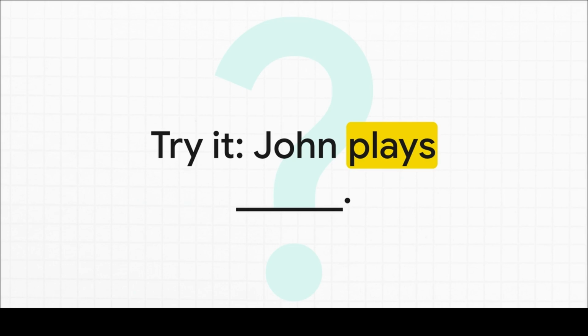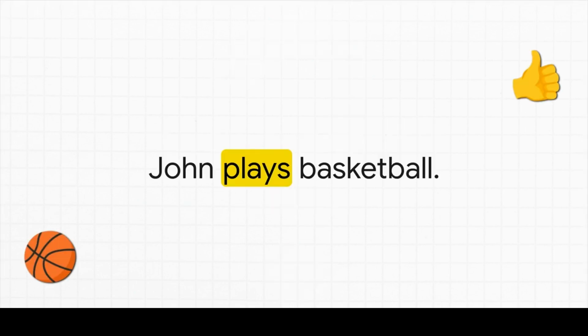Take a second. Think of something. So, what did you come up with? We put basketball. But hey, maybe you thought of the piano, or video games, or chess. It doesn't matter. Anything that can receive the action of plays is a perfect object. John plays basketball. See? It follows the rule perfectly.